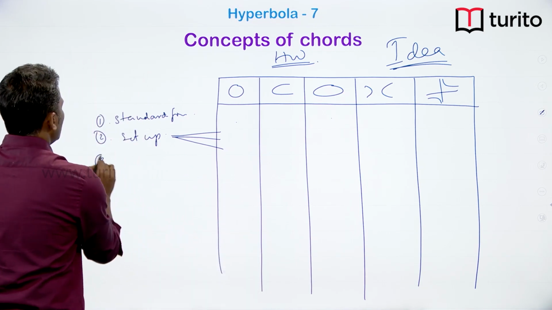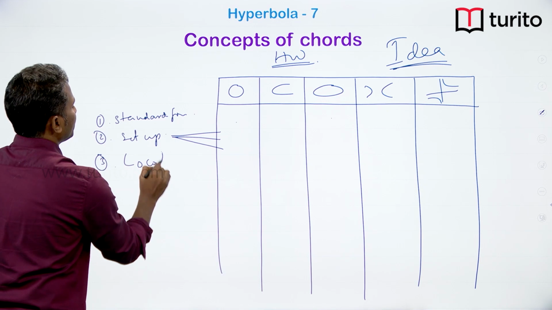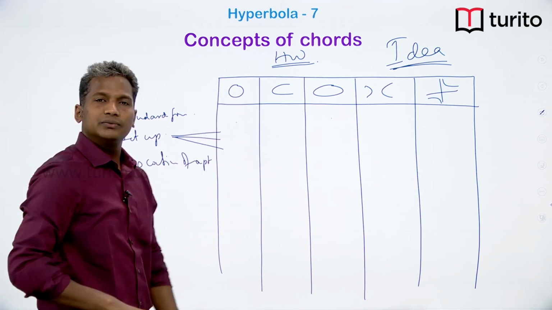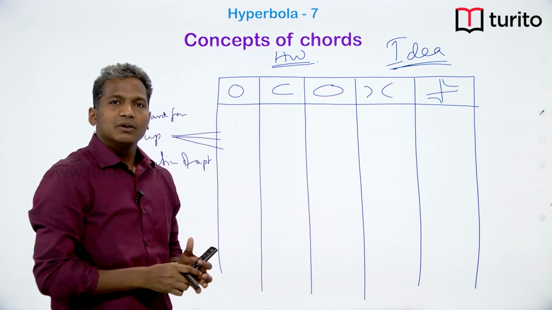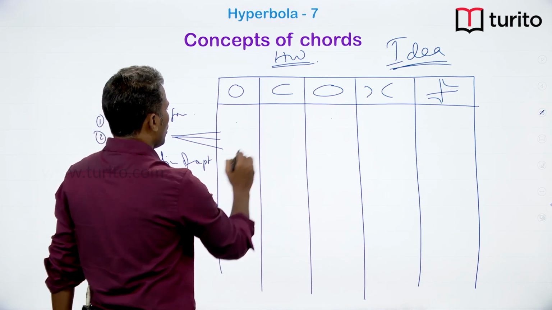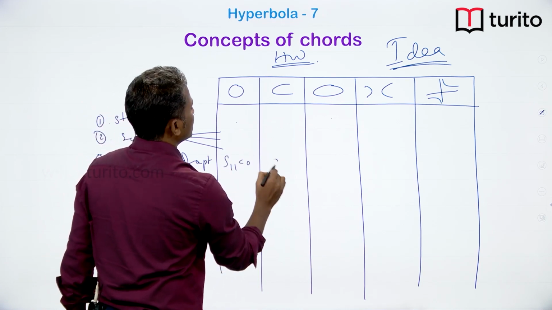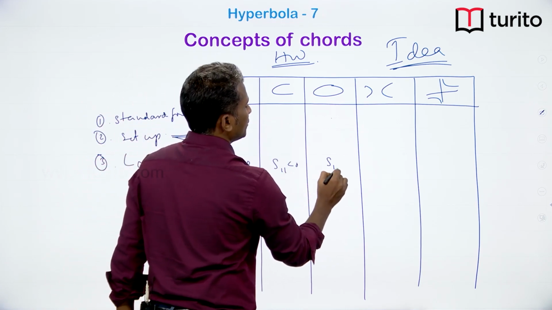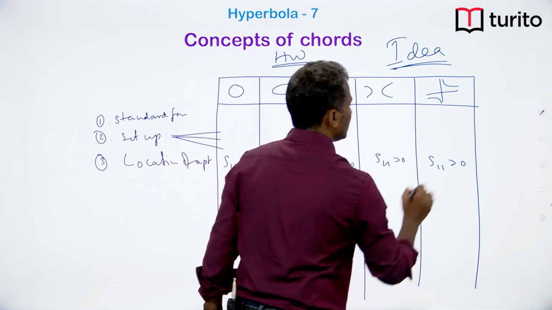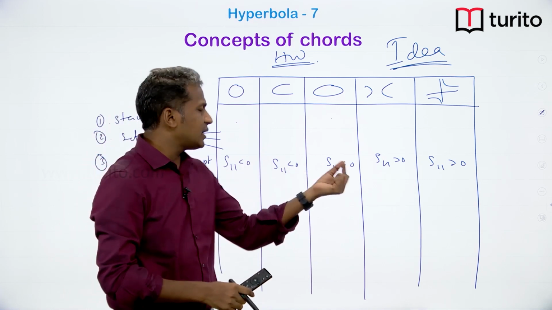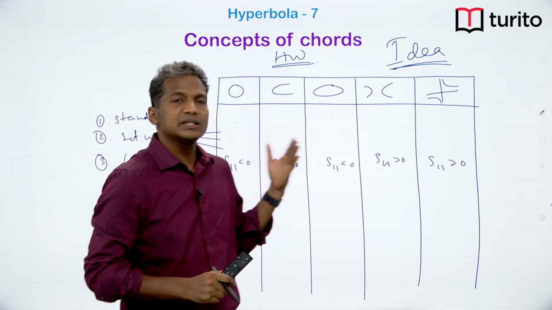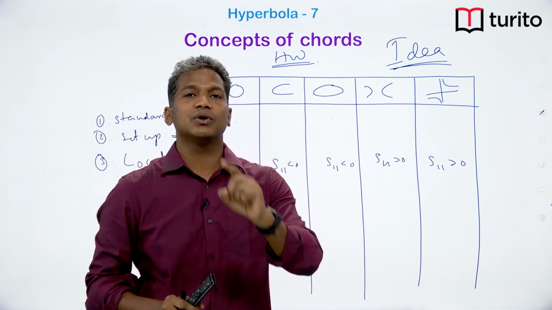And next, location of a point with respect to the curve. If you observe, for a point to be inside the curve, for all curves it is S11 less than 0 except the hyperbola. So here it will become greater than 0. Now if you observe this pattern, you will remember it forever. The main idea of making this chart is to make sure that you observe the pattern.